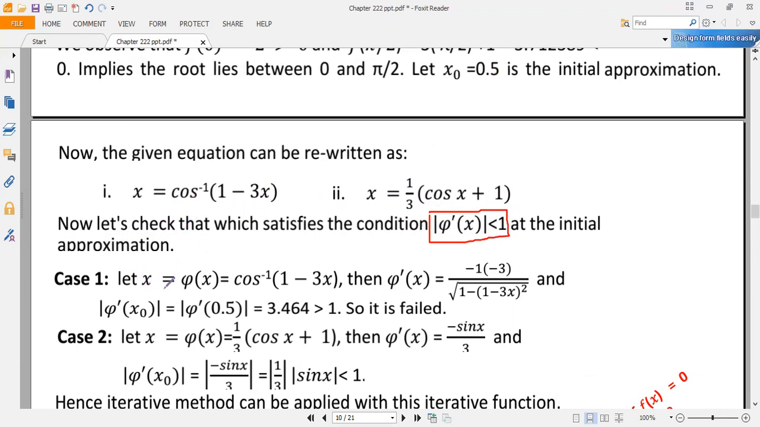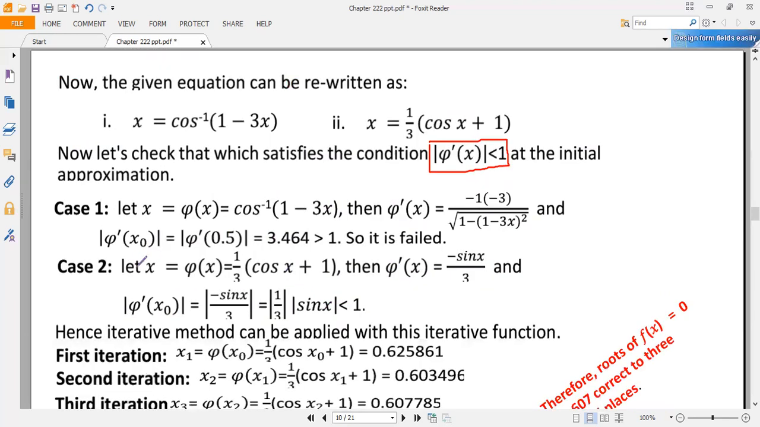So using the initial approximation, x naught equals 0.5. In the first case, x is equal to phi of x, which is cos inverse of (1 minus 3x). The derivative of cos inverse x is minus 1 over the square root of 1 minus x squared, so it's a composite function: minus 1 times minus 3 over the square root of 1 minus (1 minus 3x) squared. And phi derivative at x naught, by substituting, becomes 3.464, which is greater than 1. So it fails to be an iterative function.